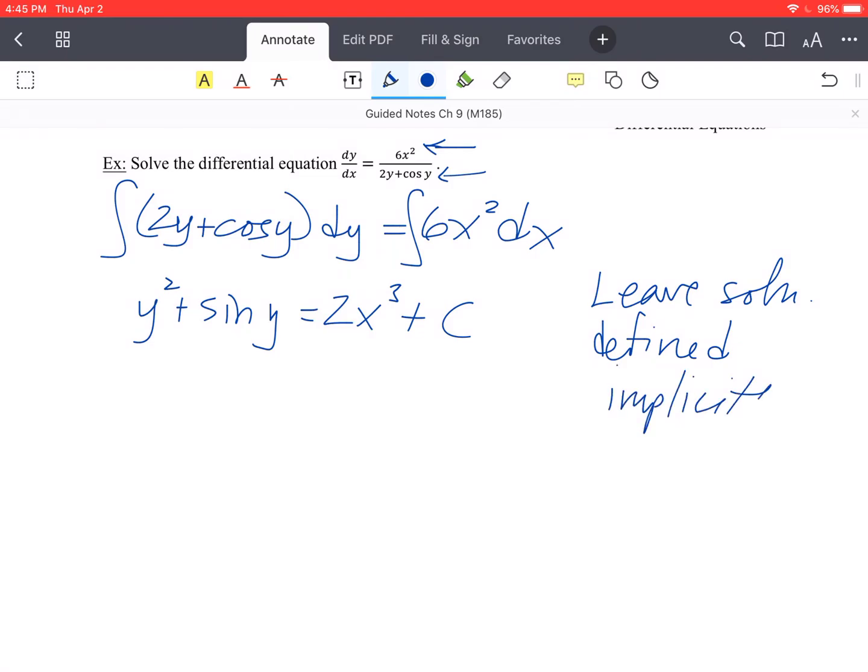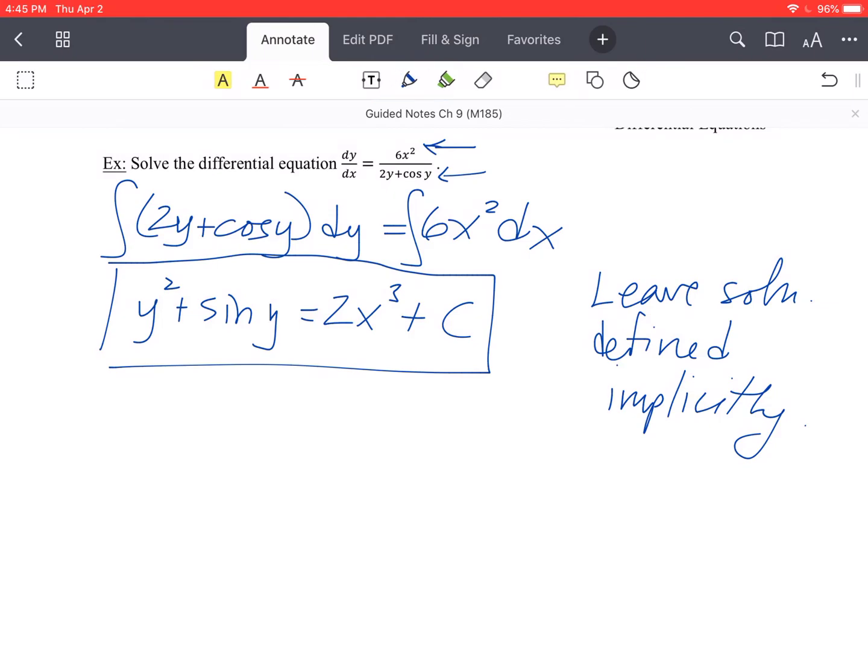Okay, so we're not going to have an explicit solution here of y equals some function of x. We're just going to leave it like that. And that is our general solution to this differential equation.